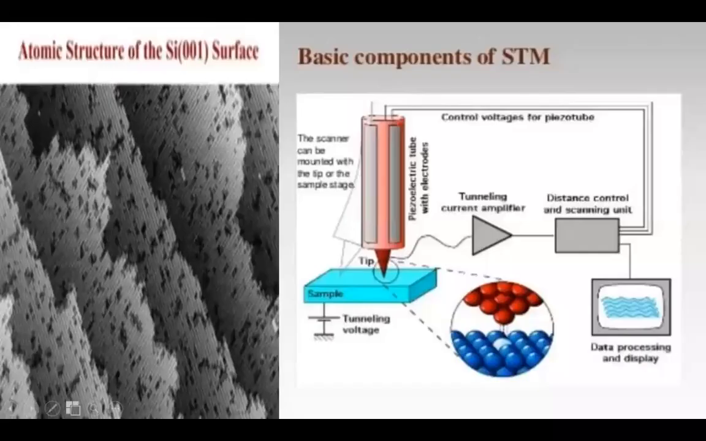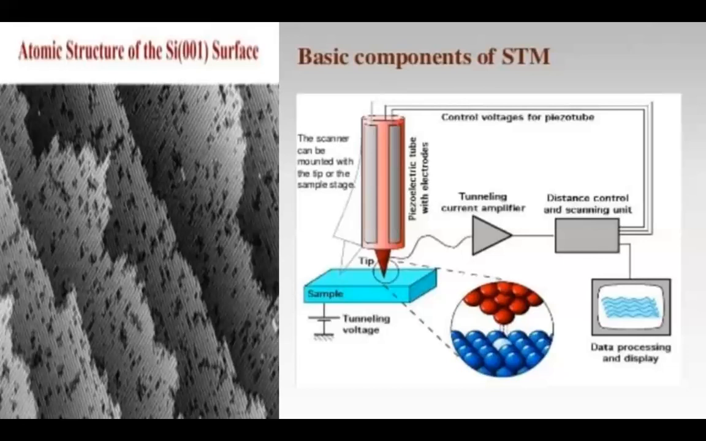The main component of the scanning tunneling microscope is a piezoelectric tube with electrodes that control the piezoelectric instrument and the voltage. We take the sample, and then we put a piezoelectric tube with the electrons that fall on them, and we finally detect the data processing and the display.